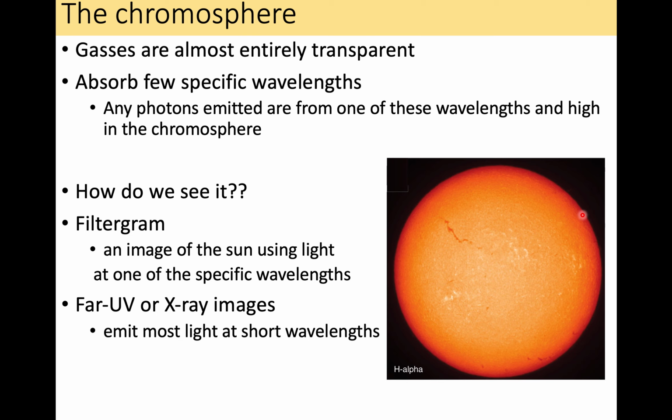So how do we actually see and measure and learn about the chromosphere? We have what is called a filtergram. It is a way to image the sun using light at specific wavelengths. So we can look at the specific wavelengths that we know are absorbed and emitted from the chromosphere and image just that. It's usually very far UV or X-ray images that we can actually look at the chromosphere. These are always very short wavelengths, very high energy.